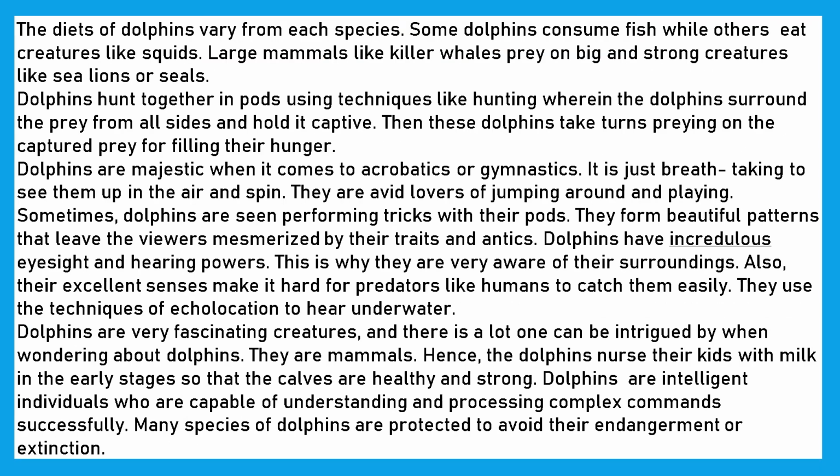The diets of dolphins vary from each species. Some dolphins consume fish while others eat creatures like squids. Large mammals like killer whales prey on big and strong creatures like sea lions or seals. Dolphins hunt together in pods using techniques wherein the dolphins surround the prey from all sides and hold it captive. Then these dolphins take turns preying on the captured prey for filling their hunger.